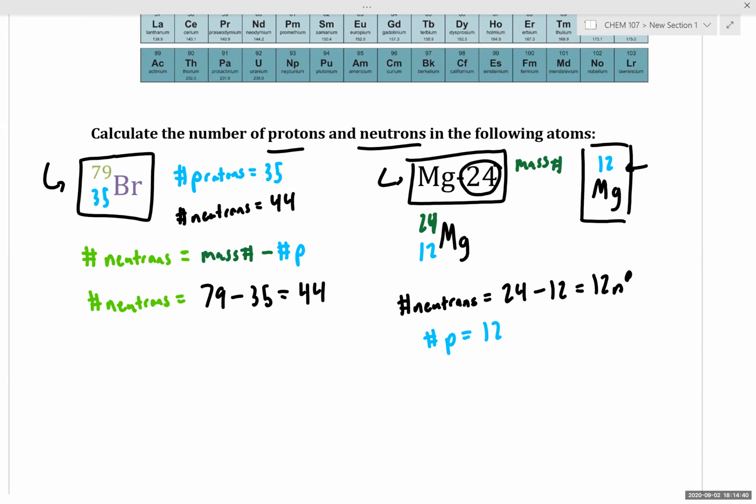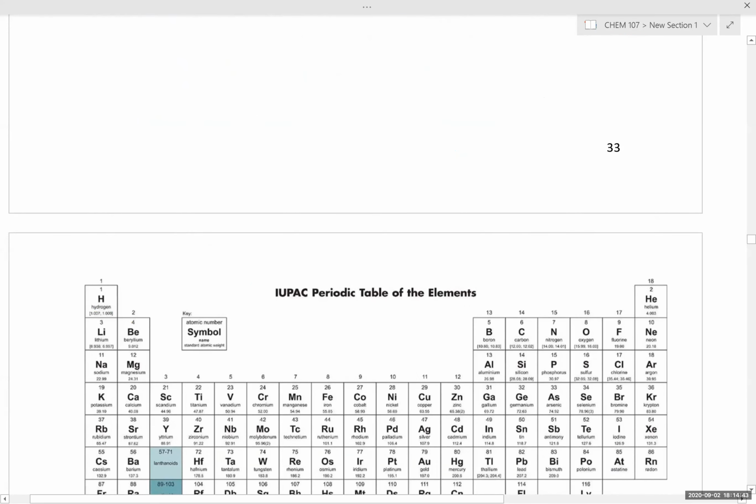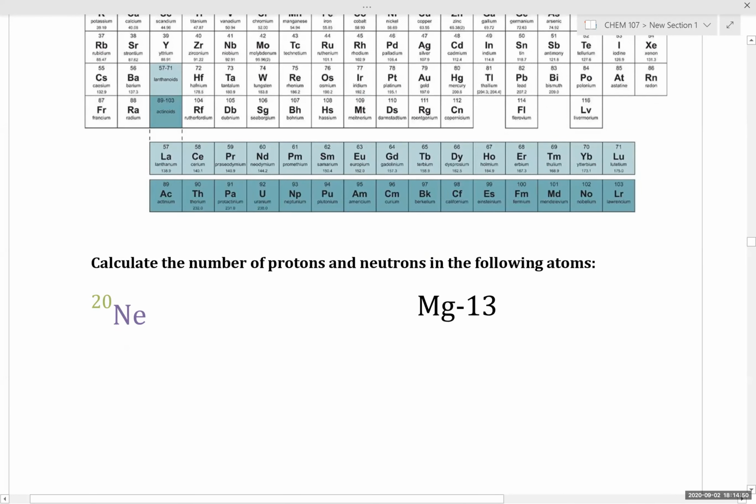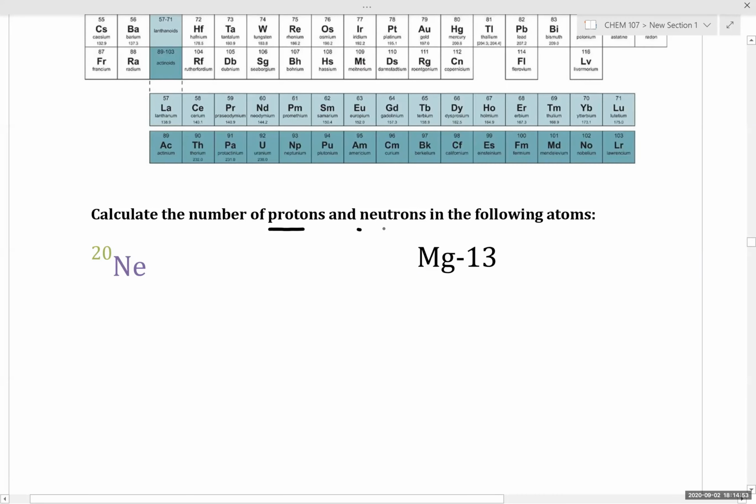Perfect. So now that we've seen a representative example, here's a periodic table, and I'd like you now to calculate the number of protons and neutrons in the following atoms. And you may see some weird ones on this list, just to make it harder to Google. So you just have to be familiar with your calculations, since some of these isotopes aren't very common at all. So I'd like you to calculate the number of protons and neutrons in the following atoms, and then we'll discuss this example in about 3 to 4 minutes.